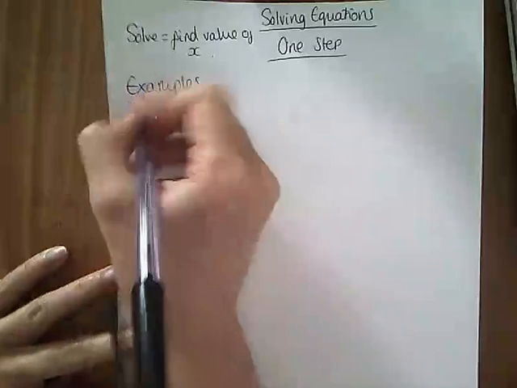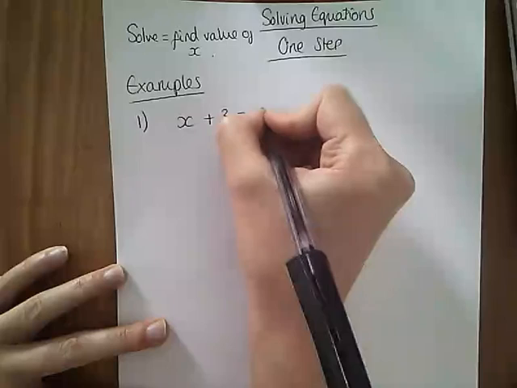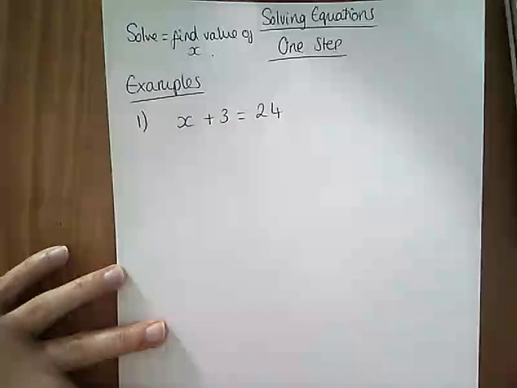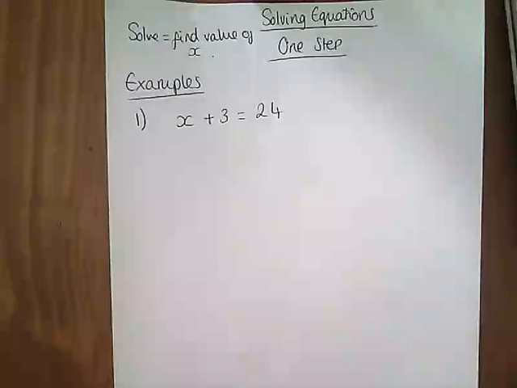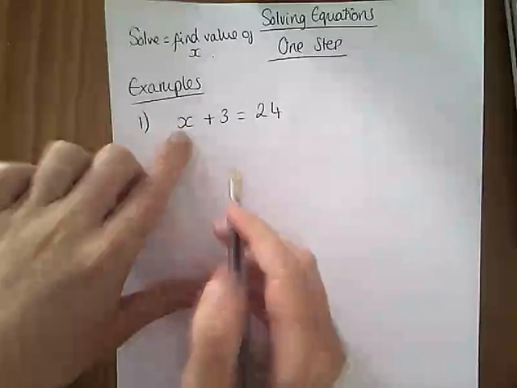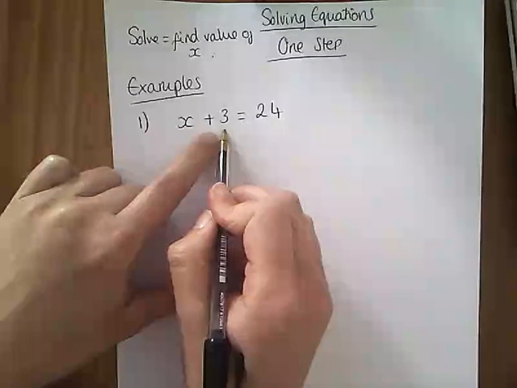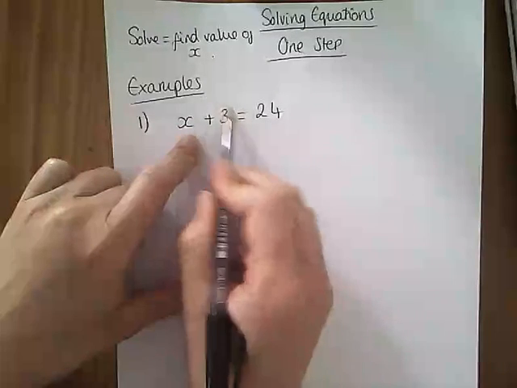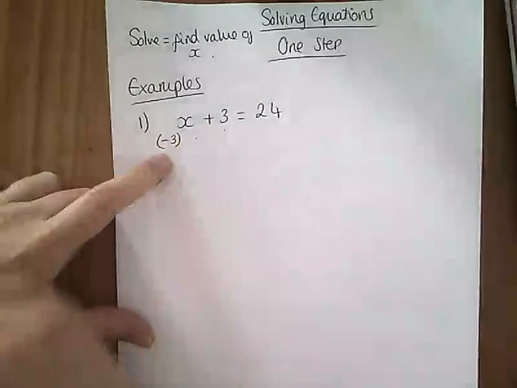So here we go. Now I want you to lay it out exactly as I'm laying it out because that is very, very important and it will be how you get all your marks in the exam. So I want you to think about what is happening to x. At the moment, x is having 3 added to it. So in order to solve it, we have got to do the opposite of adding 3. The opposite of adding 3 is to take away 3.